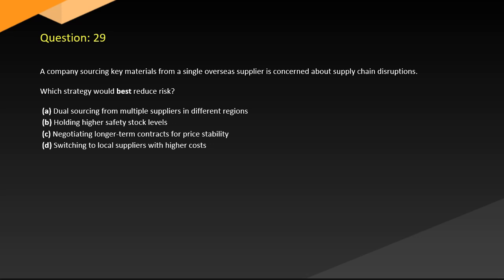Question 29. A company sourcing key materials from a single overseas supplier is concerned about supply chain disruptions. Which strategy would best reduce risk? A. Dual sourcing from multiple suppliers in different regions. B. Holding higher safety stock levels. C. Negotiating longer-term contracts for price stability. D. Switching to local suppliers with higher costs.